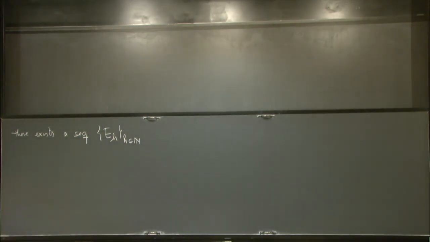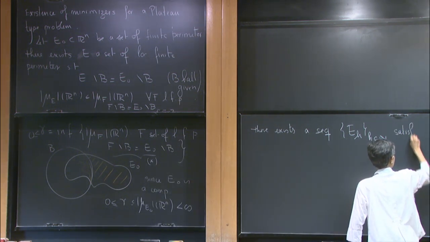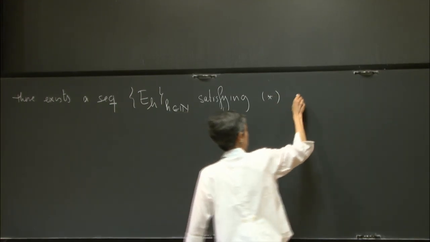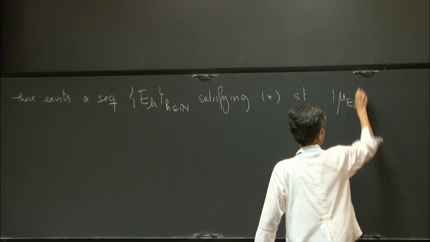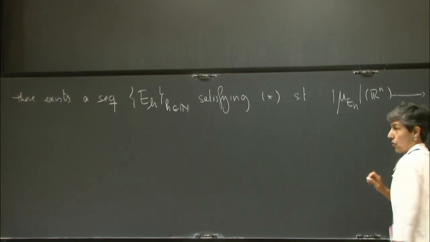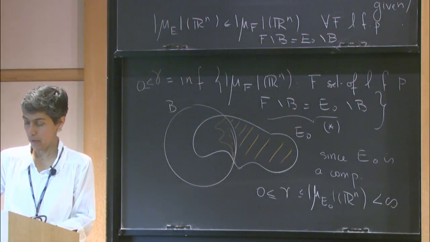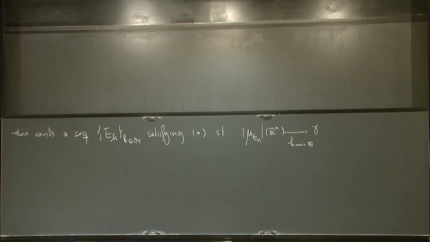Okay, so there exists a sequence E sub H, in this class, satisfying the start condition, such that the perimeter converges to that number gamma as H goes to infinity. What I want to do is, remember we had done a compactness argument before for sets, so out of the sequence of sets, produce a set that satisfies what I want. Let me remind you what the compactness theorem that we did on Tuesday said.